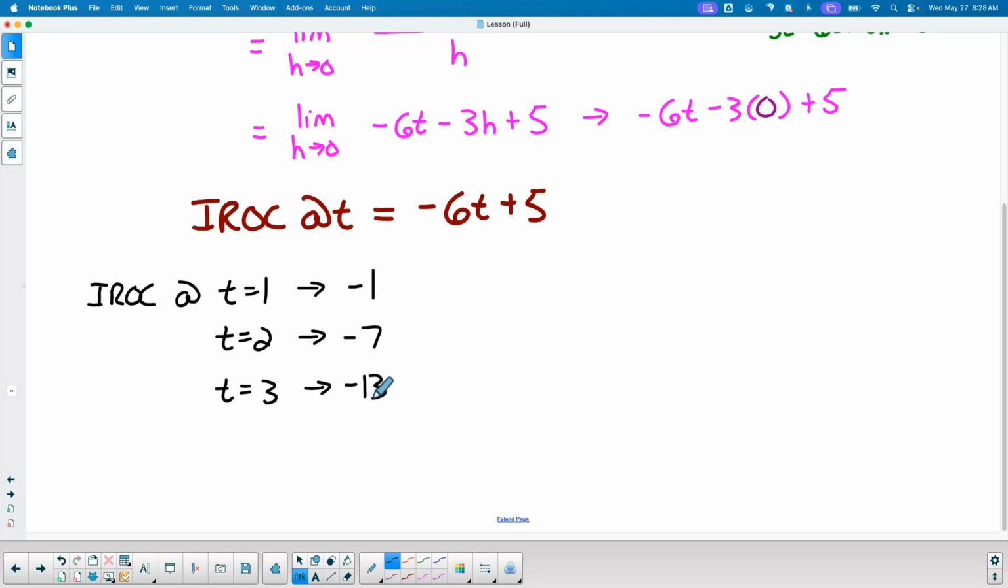Okay? Does this function ever stop? When would this function have stopped? How do I know that? Set what? Set it equal to 0.